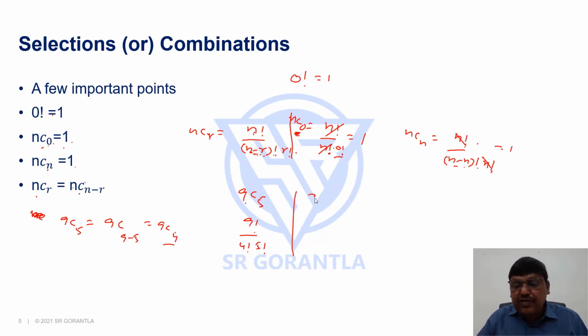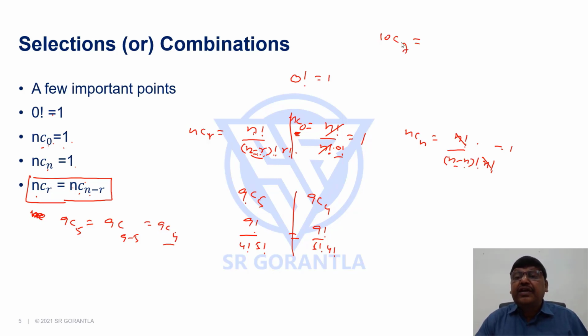If I take 9C4, it is 9 factorial by (9 minus 4) factorial, 5 factorial, into 4 factorial. Are they not the same? Yes. So this is a very useful rule: NCR equals NC(N minus R). Suppose I take 10C7, it is nothing but 10C(10 minus 7), which is 10C3. In the previous case we calculated 10C3, so the 10C7 value is also the same, right? So these are a few important basic concepts of selections or combinations.